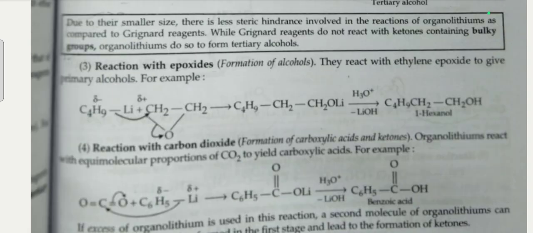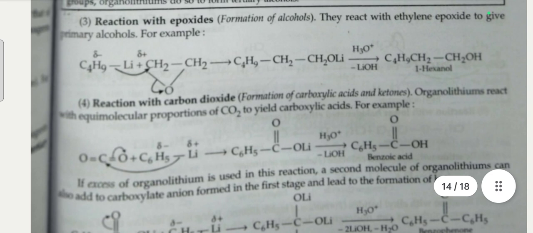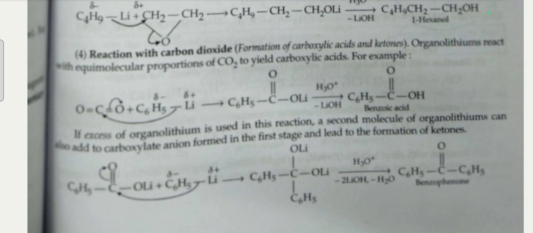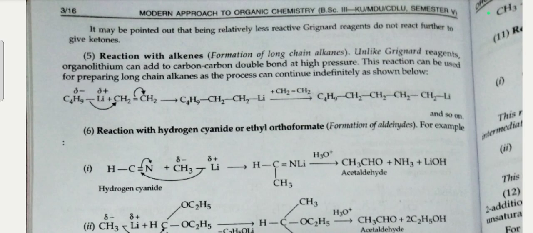Reaction with carbon dioxide, formation of carboxylic acids and ketones. Organolithium reacts with an equimolar proportion of carbon dioxide to yield carboxylic acids. If excess organolithium is used in this reaction, a second molecule of organolithium can also add to the carboxylate anion formed in the first stage and lead to the formation of ketones. It may be pointed out that being relatively less reactive, Grignard reagents do not react further to give ketones.